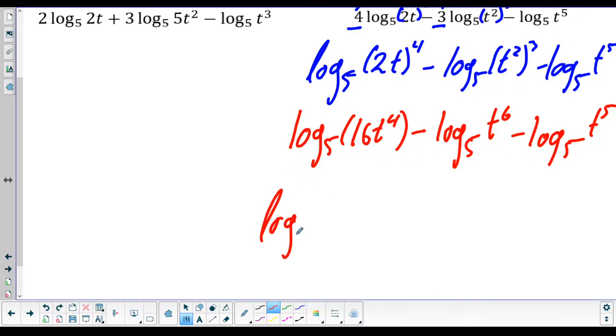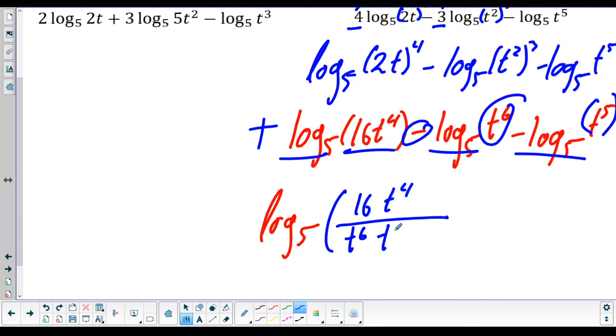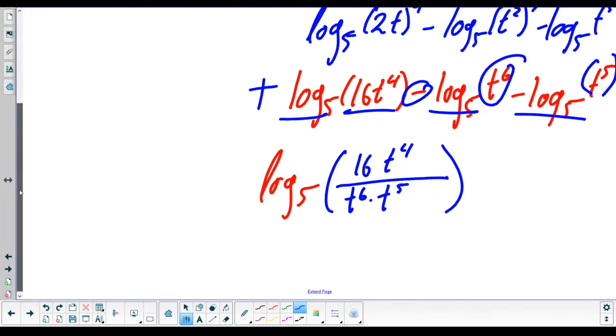So we're going to have log base 5, because that's the matching logarithm for all of these. This logarithm is positive, so its argument goes on top of the fraction. So we're going to have 16t to the fourth. This log is negative, so its argument goes on the denominator, t to the sixth. This log is negative, so its argument also goes on the bottom, t to the fifth, and these things are just being multiplied together. Now we just have to clean this up a little bit and we're all set.